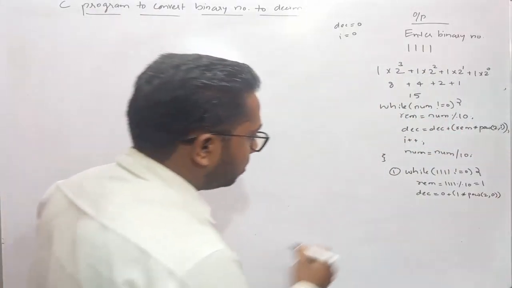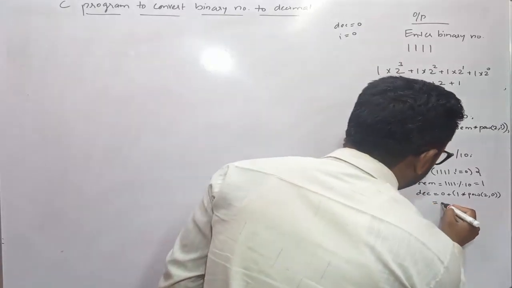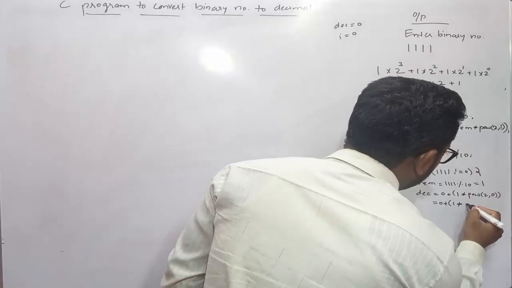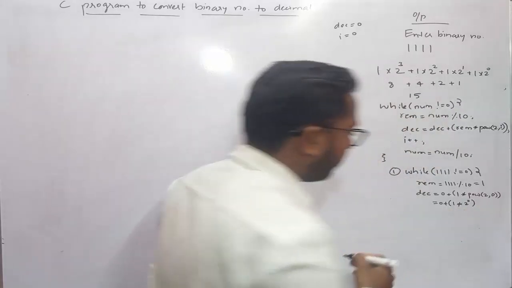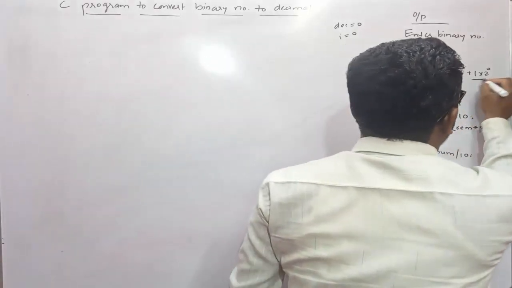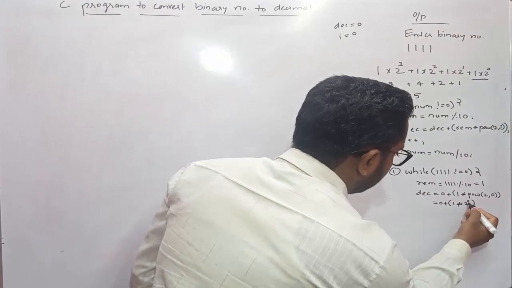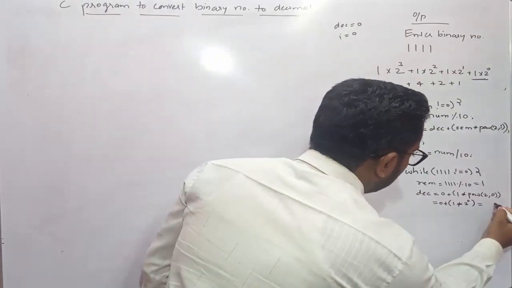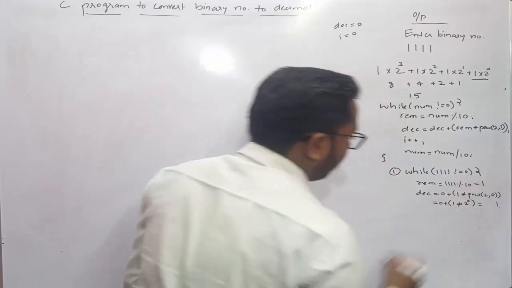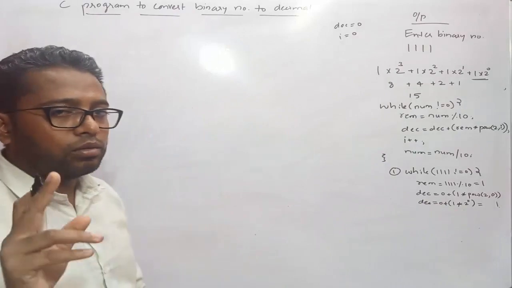Now the same statement I will write once again: 0 plus 1 into 2 raised to 0. This is what we are doing here, this part. 1 into 2 raised to 0 equals 1, plus 0, and we got 1 here. And the decimal variable now holds the value 1.